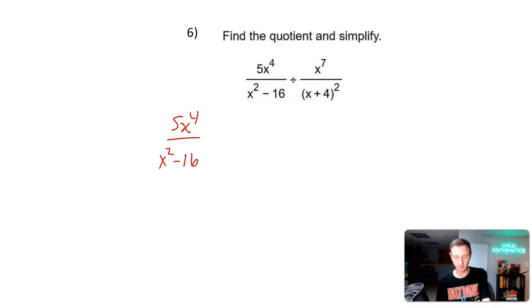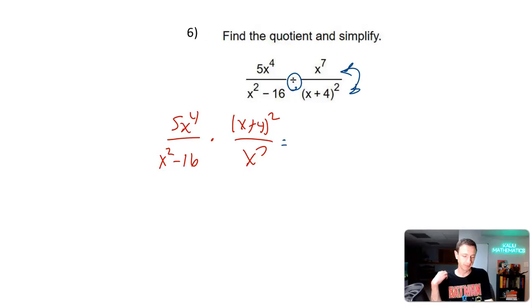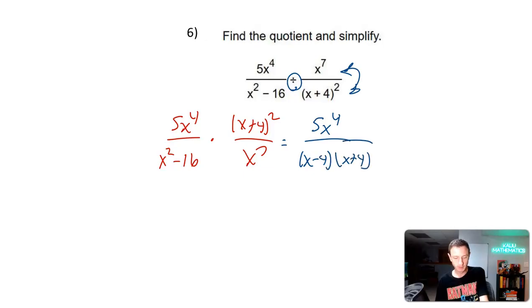I know you're probably thinking, factor that. I know, but let's just change the division to multiplication, then take the reciprocal, and then we can factor where we can factor. So like I was saying, I left the first fraction, changed division to multiplication, and took the reciprocal of the second fraction. Now I look to factor. I only have one term to factor, this x squared minus 16. That's the only factoring I could do. So I'll have 5x to the 4th over x minus 4 times x plus 4, times x plus 4 squared over x to the 7th.